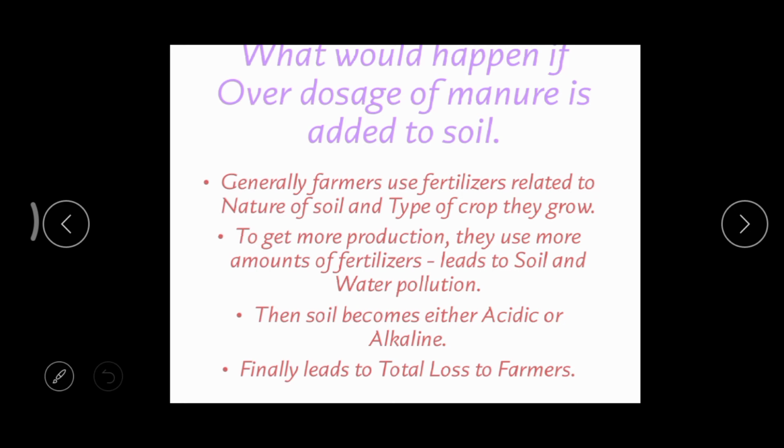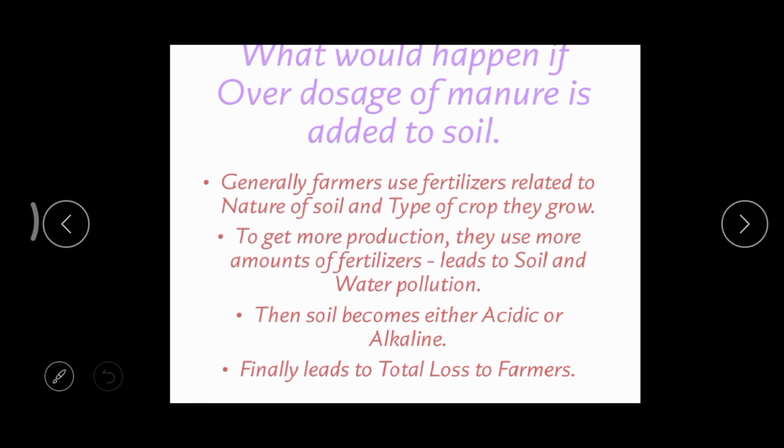So when we use 100 kgs of manure, then only we get good results. But when you use 50 kgs of manure or 200 kgs of manure, then the result will not be good. Okay, here the question is, what happens if we use overdosage? Overdosage means more amount of manure.